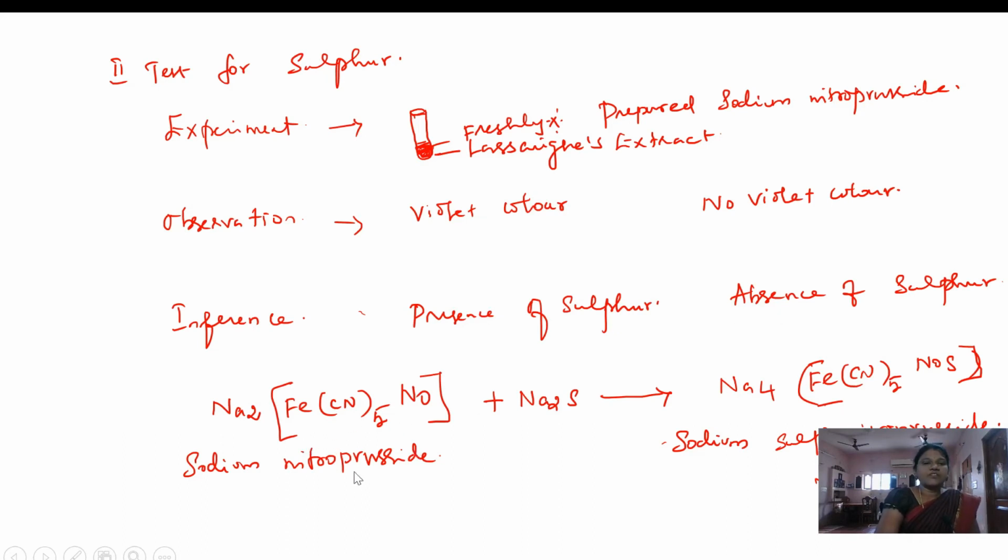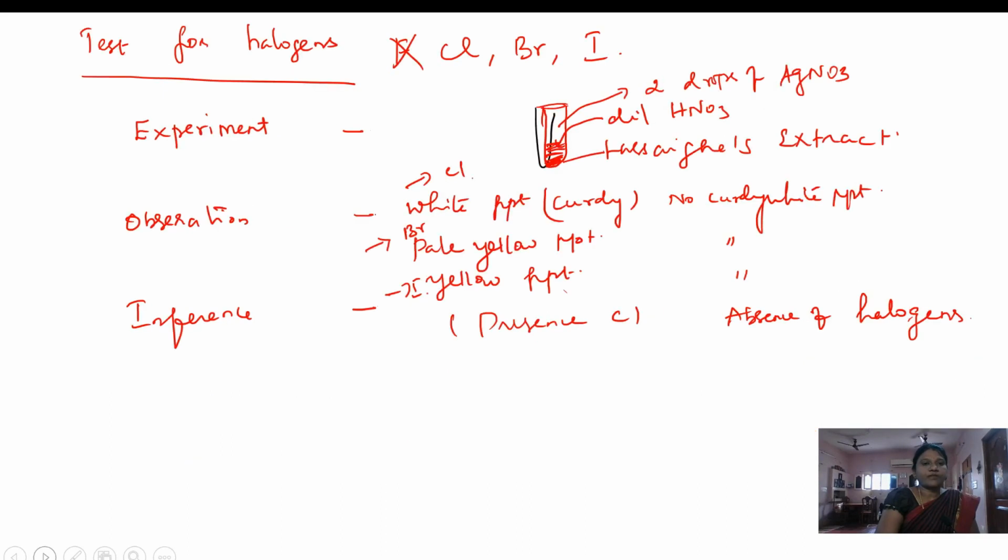This is the chemistry behind that. Sodium nitroprusside reacts with sodium sulfide, which forms sodium sulfonitroprusside. Sodium sulfonitroprusside is the reason for the violet color. The formation of violet color is due to the sodium sulfonitroprusside.